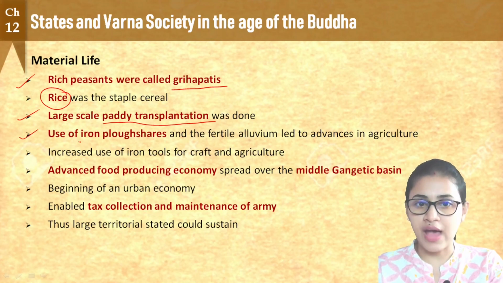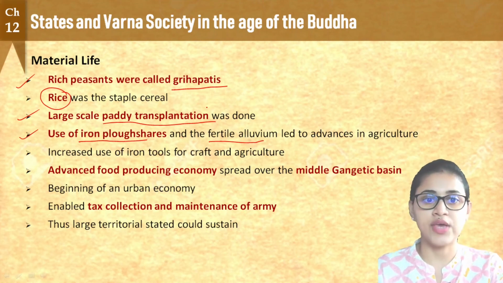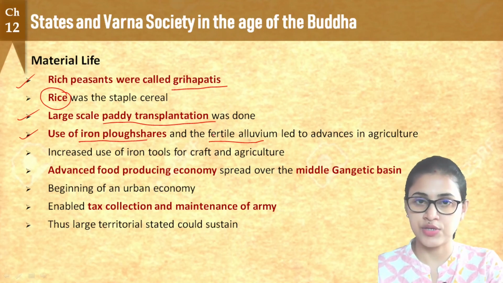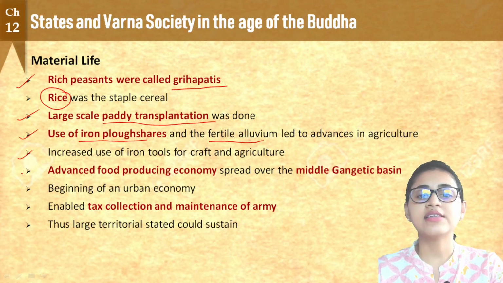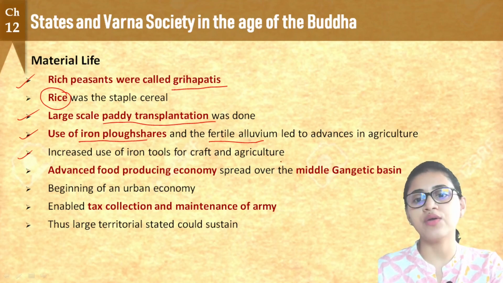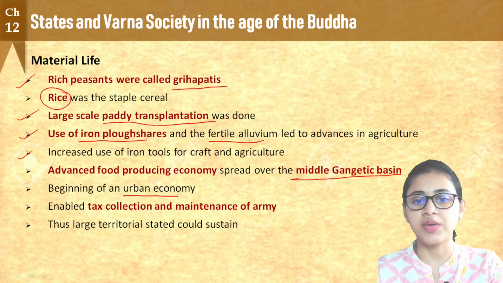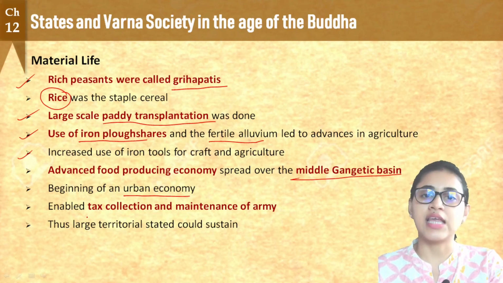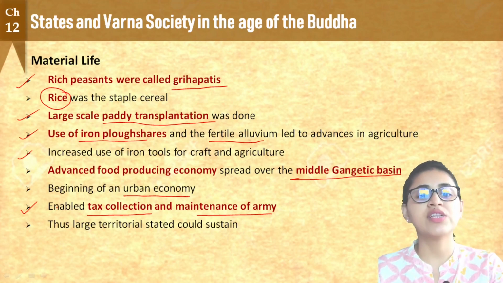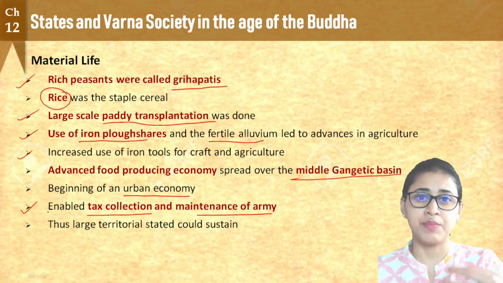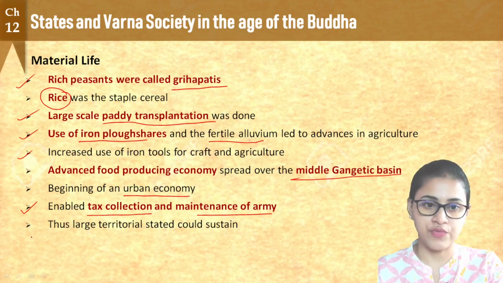The use of iron plowshares and the fertile soil of the Gangetic Basin led to advances in agriculture. As we have said, iron is now used extensively in agriculture, and this has led to advances in agriculture. This advanced food producing economy is spread mainly over the middle Gangetic Basin, and thus we see the beginning of an urban economy. Since agricultural production is more, tax collection is possible, and with tax collection, maintenance of a large army is also possible. With the increase in tax collection and the maintenance of a big army, we can say that the large territorial states could sustain in a better way.